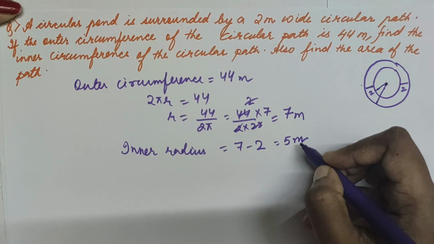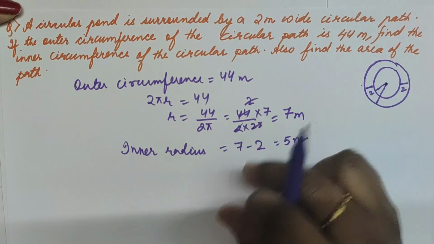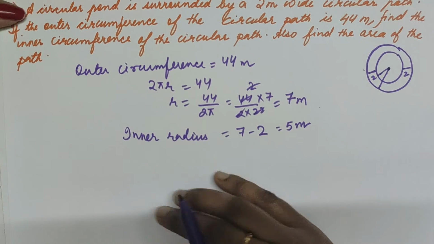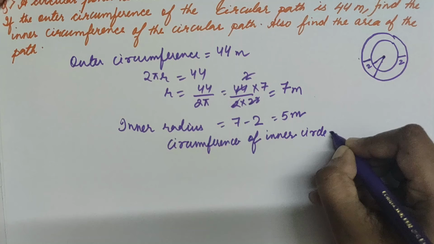After getting the inner radius, we can calculate the circumference of the inner path. So that's very simple. How much is it?